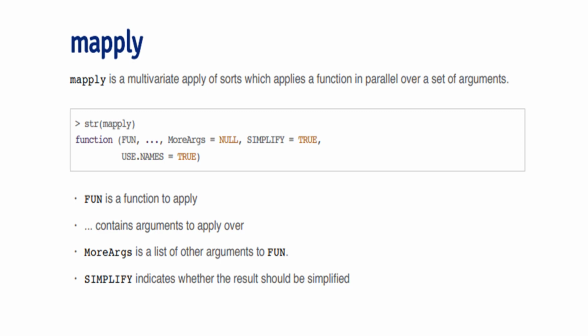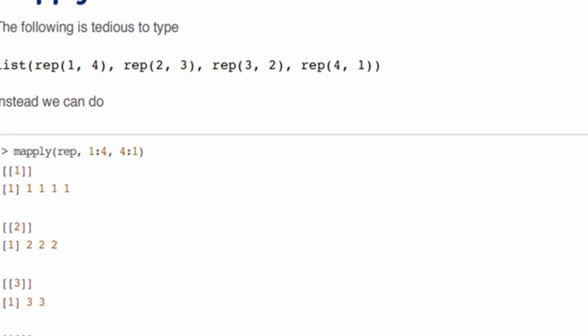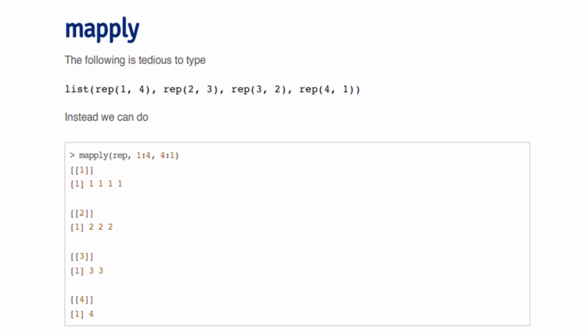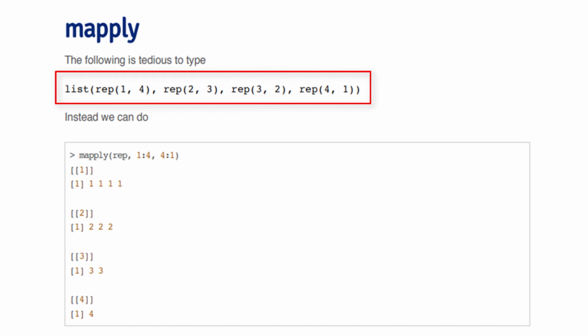So the MoreArgs argument is just for if you have more arguments that you need to pass to your function, and the SIMPLIFY argument is similar to the simplify argument that you saw in sapply. So here for example I'm creating a list, and I'm going to repeat the integer 1 4 times, I'm going to repeat 2 3 times, I'm going to repeat 3 2 times, and repeat 4 just once. It's a little bit tedious to have to type this, even though this is a fairly artificial example.